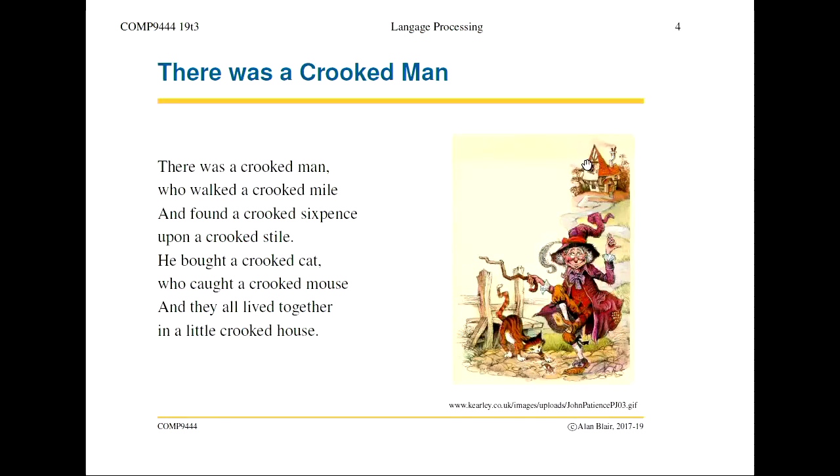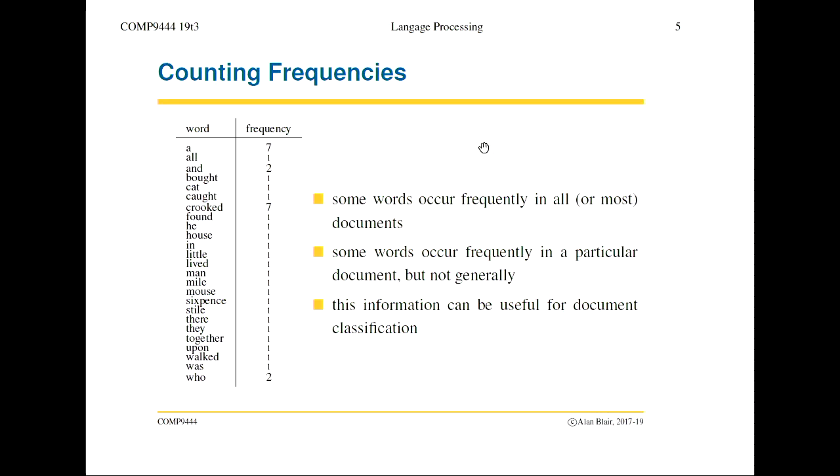So if we're given a text like this, how can we analyse it? Well, one thing we can easily do is just count the frequency with which certain words occur. So here's a list of all the words in that text and how many times they occur. Now, there are some words that occur frequently in most documents. So words like and, the, pronouns tend to occur commonly. So the word a occurs 7 times in this text, for example.